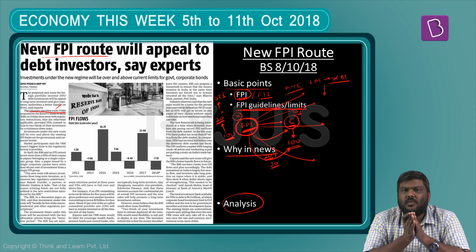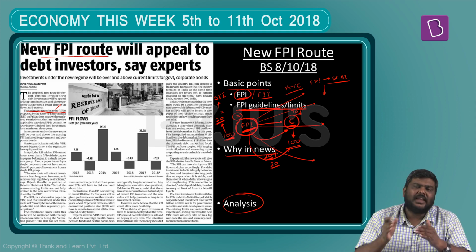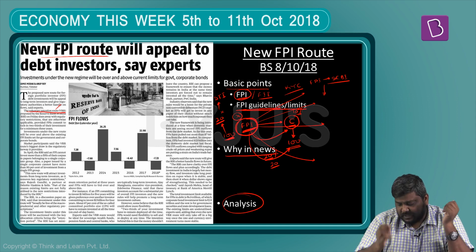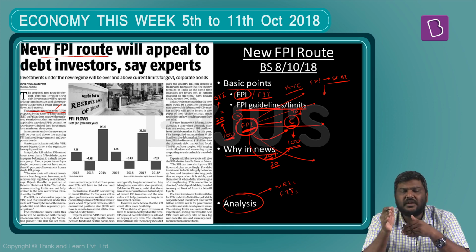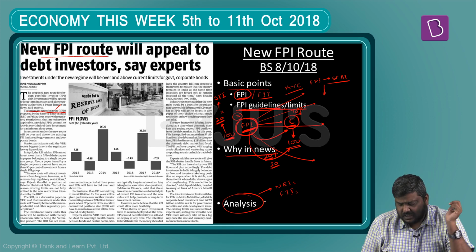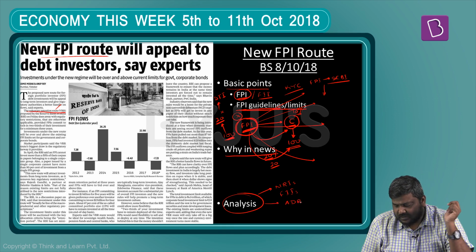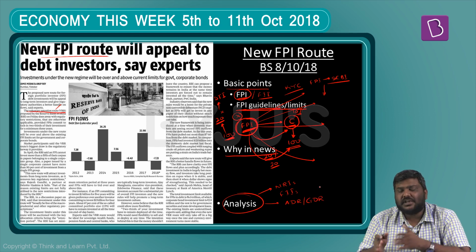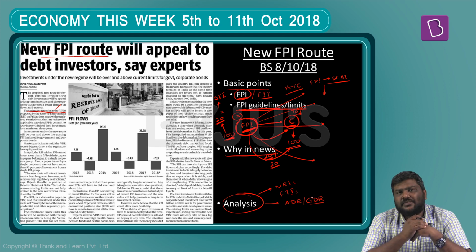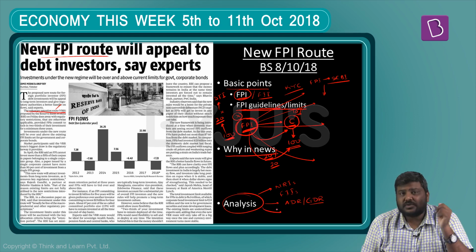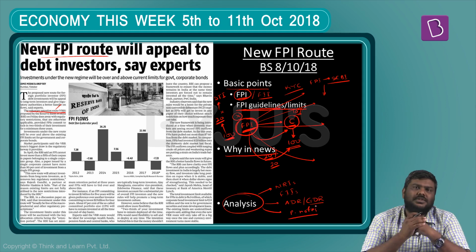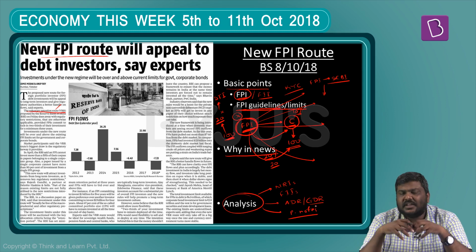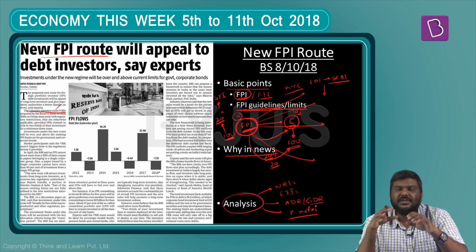Now, apart from VRR, what are the other existing routes through which FPI can come into India? One very important form is the NRIs, and the other very important form is FIIs, foreign institutional investors, and non-resident Indians investing in the Indian stock market. Apart from this, another important route is ADR and GDR, American Depositary Receipts and Global Depositary Receipts. And recently, there is another route which was in the newspaper, that is called P notes, that is participatory notes. So these are some of the very important existing routes through which FPI actually comes into India.